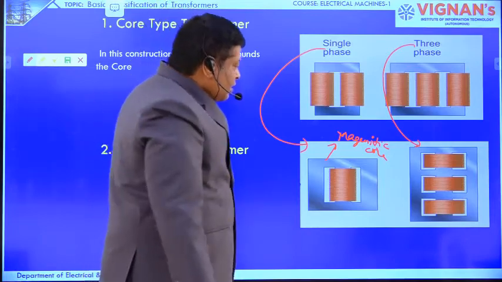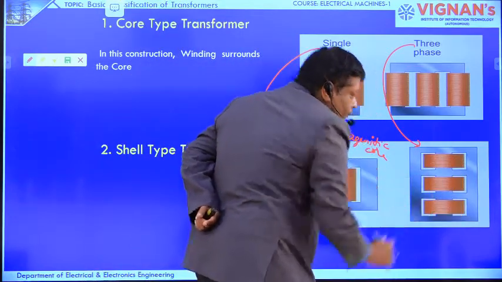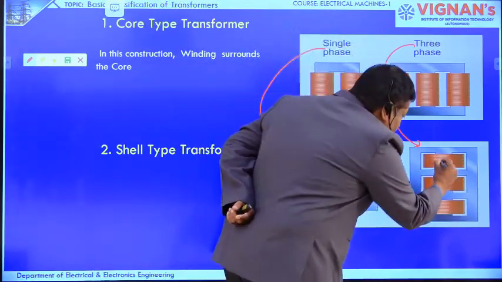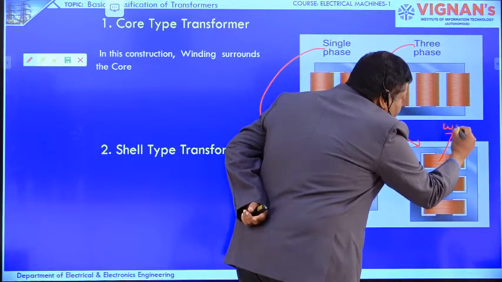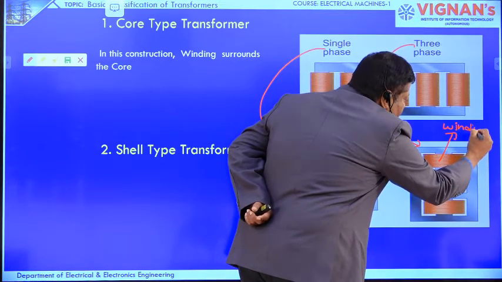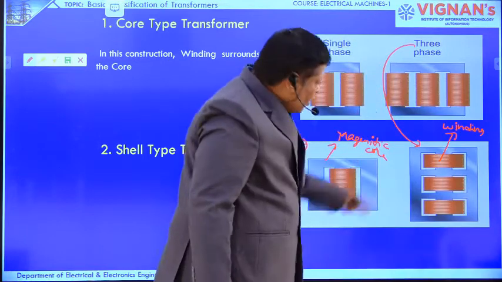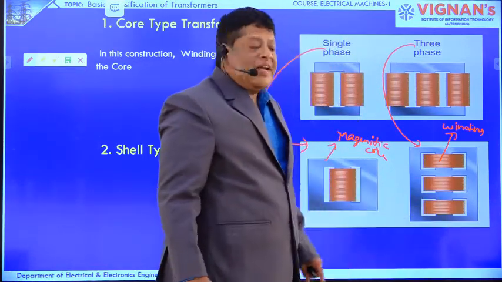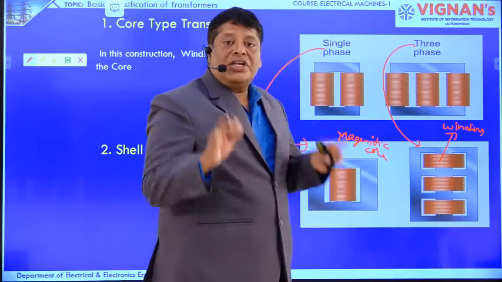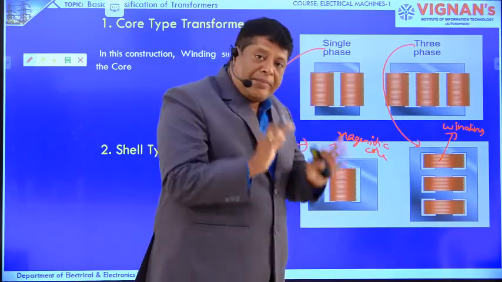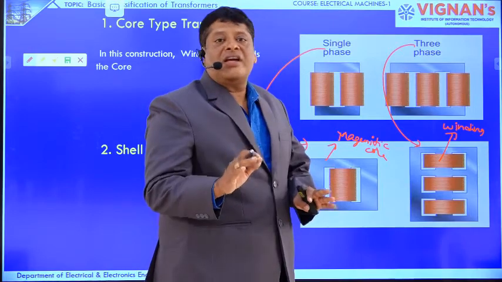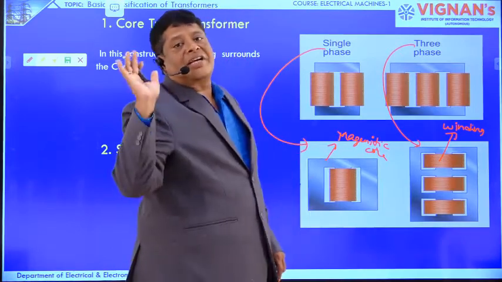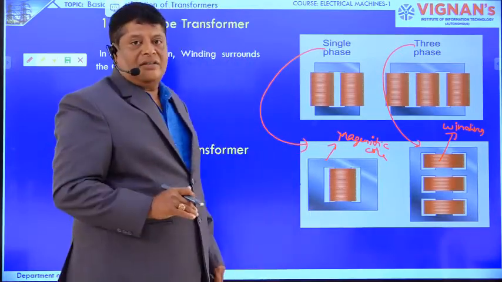But here, see, 3 windows are there. This is the winding. This is the winding. Nothing but coils: 1st coil, 2nd coil, and 3rd coil. Nothing but a 3-phase transformer. 3 circuits are there in the primary winding as well as 3 circuits in the secondary winding. That we will see later.